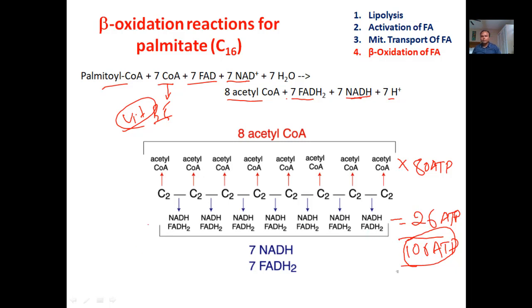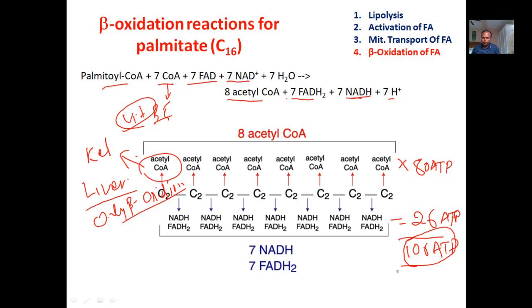But what happens in the liver? In the liver only beta oxidation happens. There is no further oxidation of acetyl coenzyme A, only beta oxidation of the fatty acid. Acetyl coenzyme A will not go under oxidation. Rather, this acetyl coenzyme A will form ketone bodies in the liver.